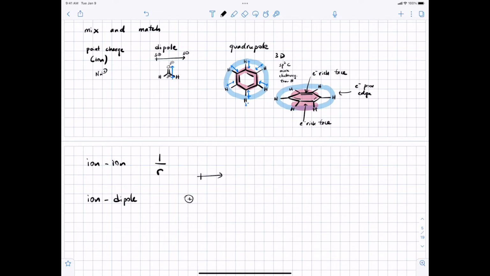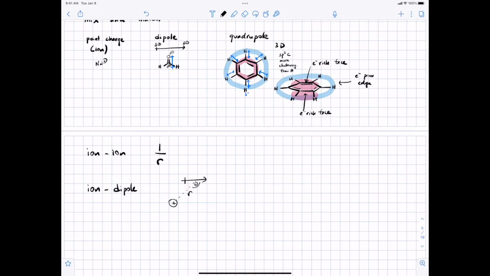And there are equations that the book presents, but you don't need to know them. You've got the distance between the charge and the dipole, and then you also have this angle between the charge and the dipole, and we won't worry about that particular law, but for ion-dipole interactions, the energy varies with 1/r squared. What does that mean? That means it falls off faster with distance, right?